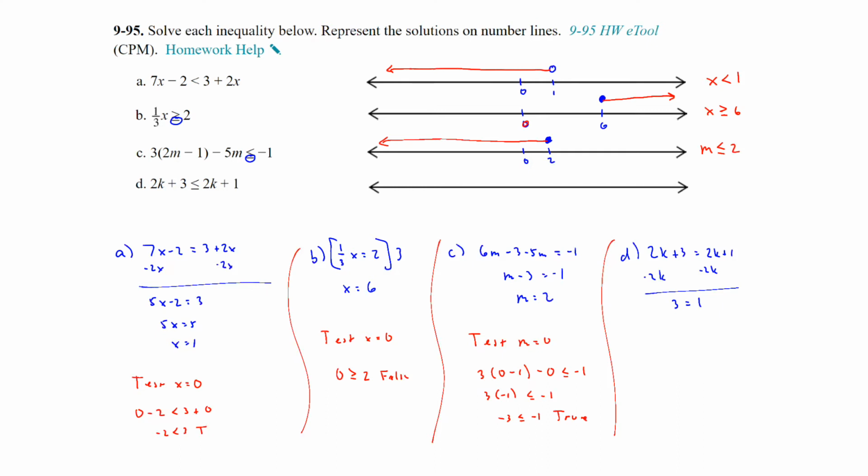All right, so we have a special case here. We know 3 is not equal to 1, but what is going on in this problem? Because we don't have a boundary point to solve for in terms of k. So you can kind of go back and look at the original problem as 2k plus 3 is less than or equal to 2k plus 1. And maybe that makes sense to you as to what that potentially could be. But let's just go ahead and test a value and see what happens.